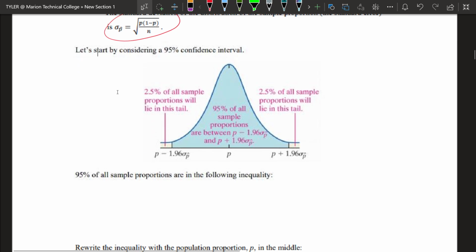So I say here, let's first start by constructing a 95% confidence interval, right? So if I look at this distribution, similarly to before, I have the mean in the middle, p. If I take p minus 1.96 times the standard deviation of p hat, and then p plus 1.96 times the standard deviation of p hat, I would expect 95% of my data to be in between here and here.